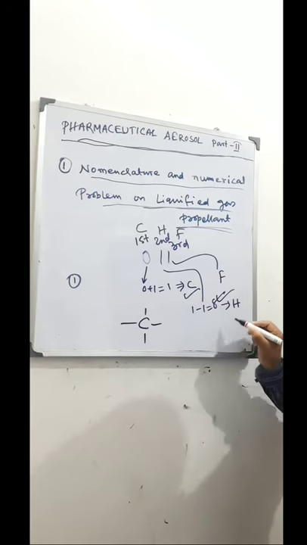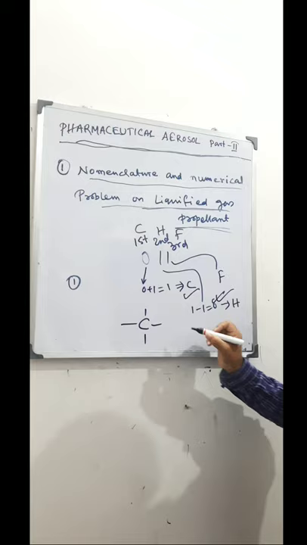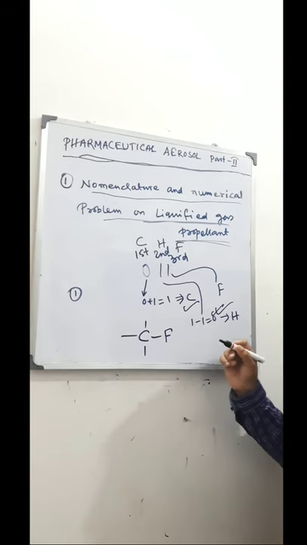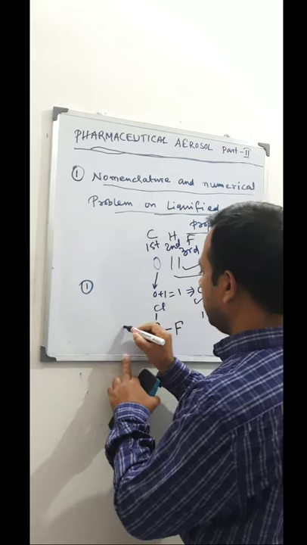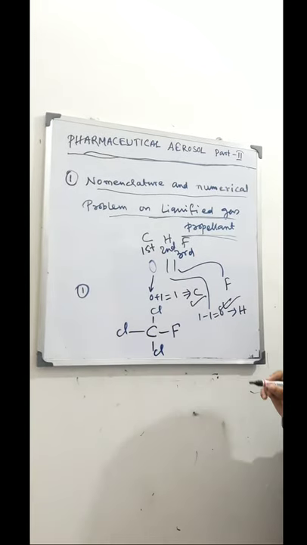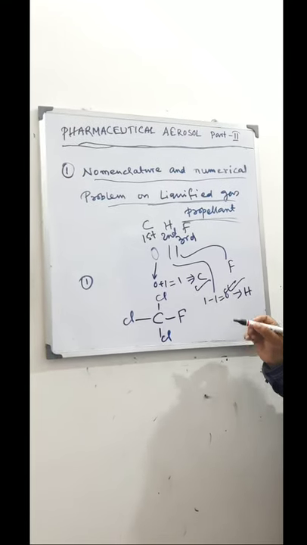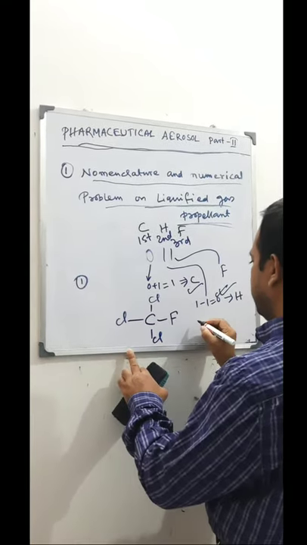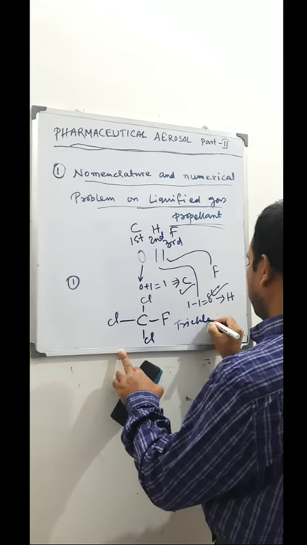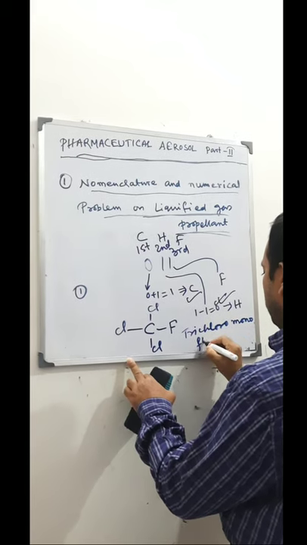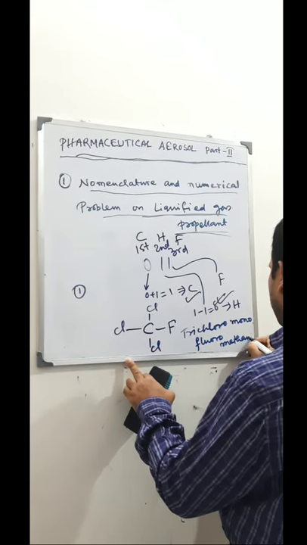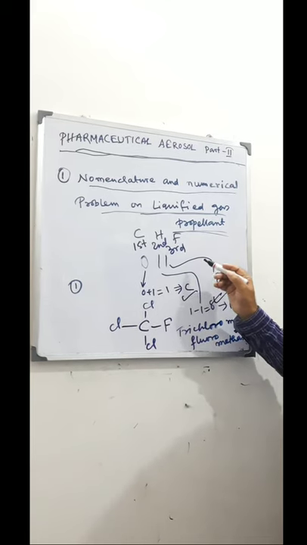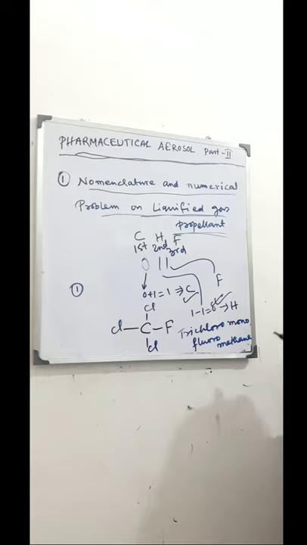Here zero hydrogen is there, therefore no hydrogen, but one fluorine is there. Now the remaining three valences can be occupied by chlorine atoms. So three chlorine is trichloro, and one fluorine is monofluoro. So the complete IUPAC name will be trichloromonofluoromethane. Now we can easily convert the propellant number 011 into its IUPAC name, that is trichloromonofluoromethane.